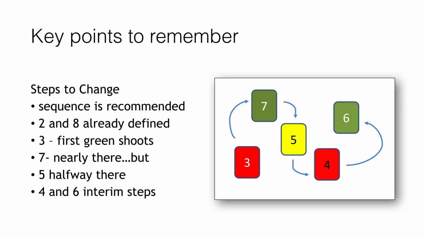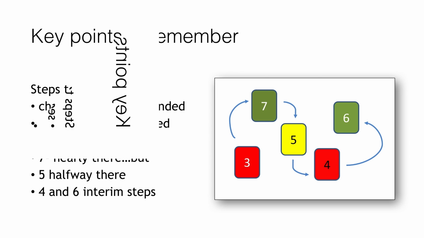The reason for this is that if we move progressively, for example 3, then 4, then 5, we find that workers find it difficult to build a progressive sequence. We find that the gaps are irregular, or that by 5 you have achieved the change you were working towards. The sequence is Step 3, first shoots, Step 7, nearly there, then Step 5, halfway point, then Step 4 and Step 6 as interim steps.